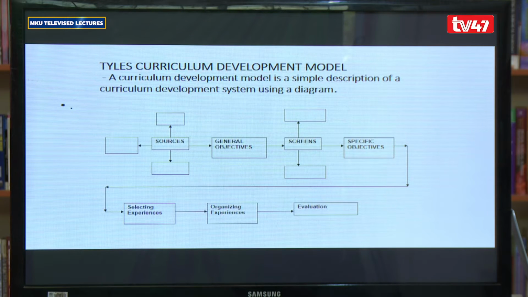Now, Tyler's curriculum development model is as indicated on the screen. It is simple, it is descriptive, and it can be used. It starts with the sources, which enables us to develop the general objectives, moves to the screens, which enables us to develop the specific objectives. Then we move on to the selection of the experiences, then the organizing of the experiences, and eventually the evaluation.